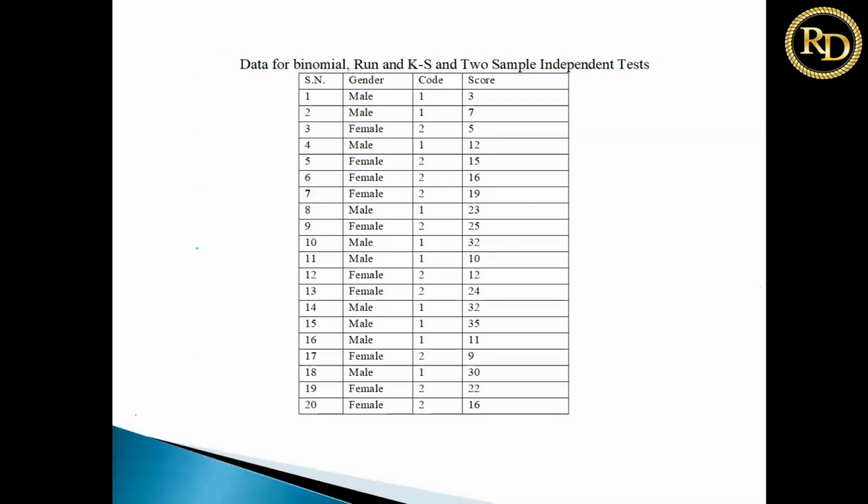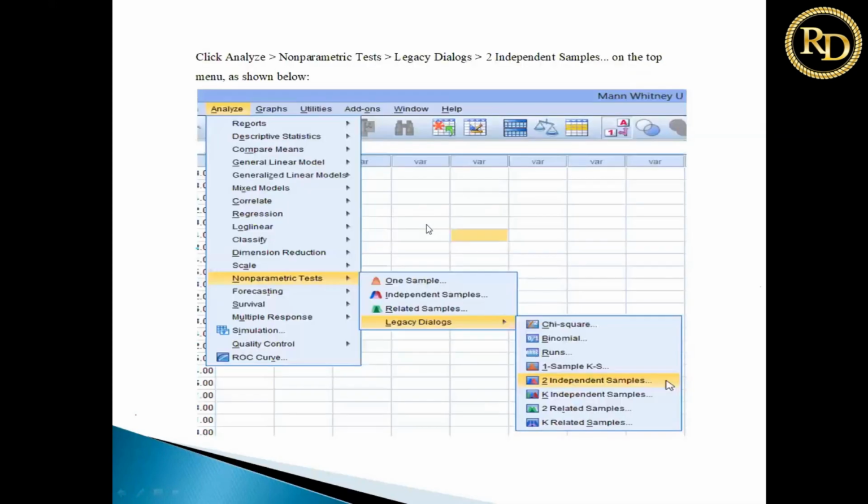Okay. So here we have genders, and these are the scores. We have coded this categorical variable: 1 for male and 2 for female. We have 20 observations, and we will be performing these tests.